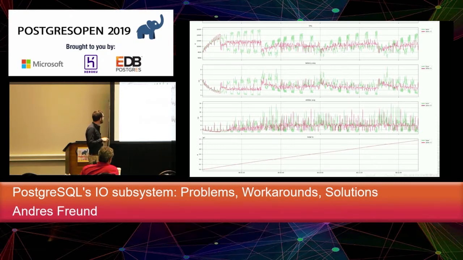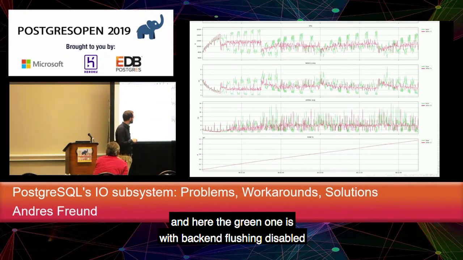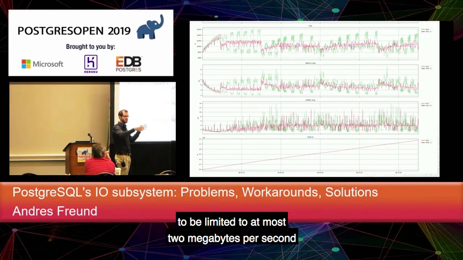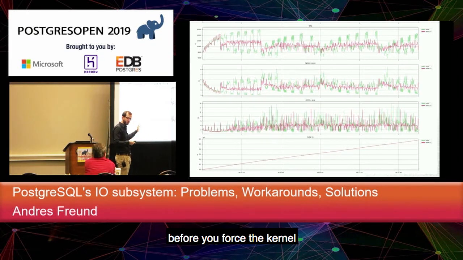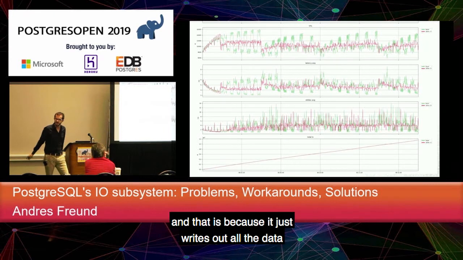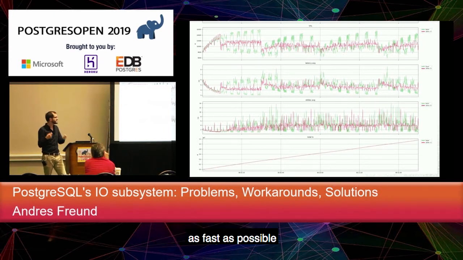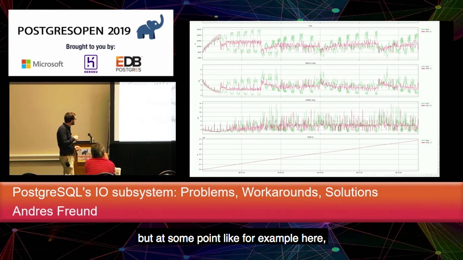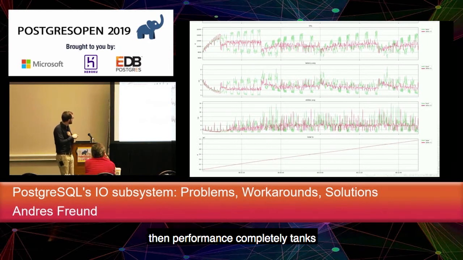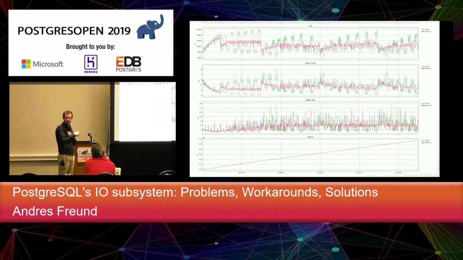Here is again a pgbench workload, and here the green one is with backend flushing disabled, and the red one is with all backend writes limited to at most 2 megabytes per backend before you force the kernel to write out all the data. As you can see, the green one has a lot higher peaks where it's a lot faster, because it just writes out all the data in the kernel without any pacing, as fast as possible. But at some point, like for example here, the kernel sees, hey, I have so much dirty data, I have to write it back. Then performance completely tanks. And once it has written out enough data, performance goes up.